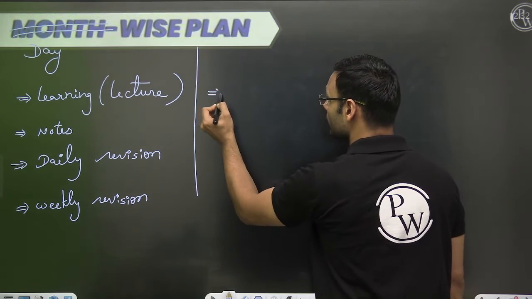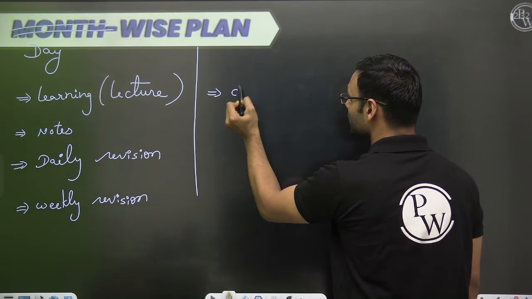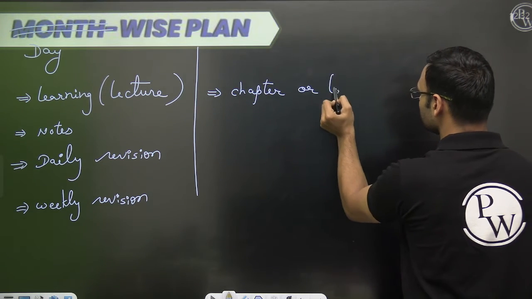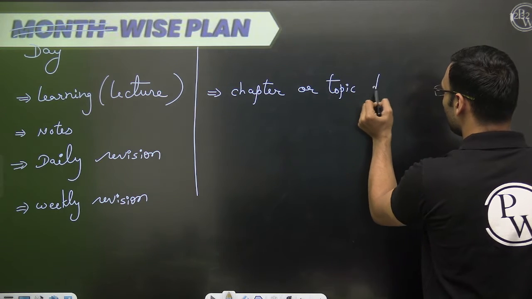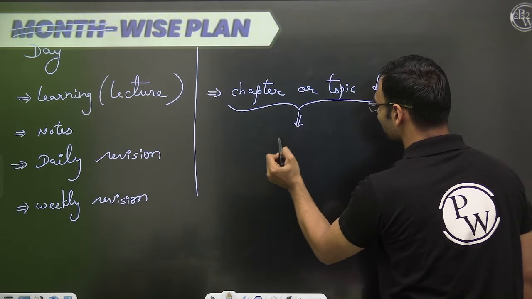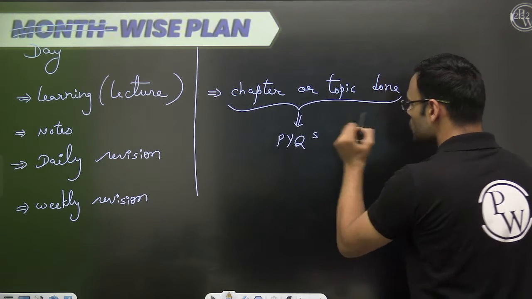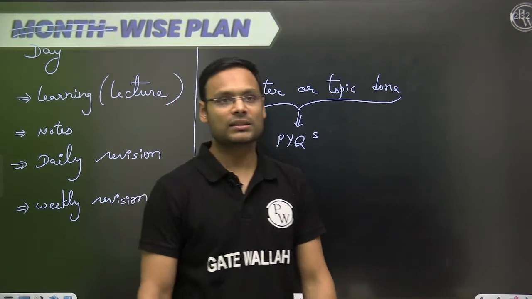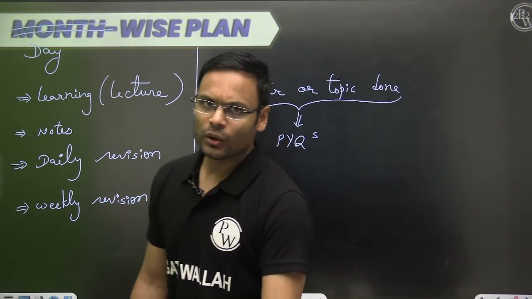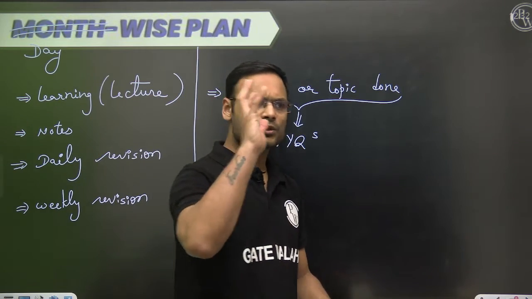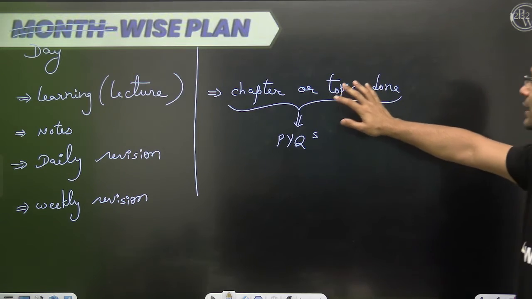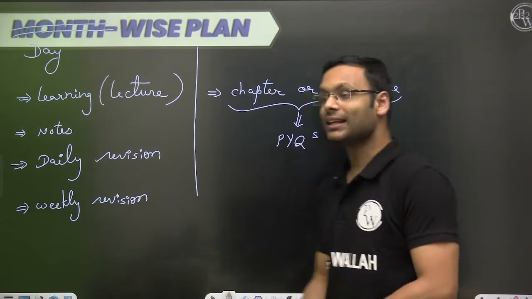Once you are done with your chapter or topic, after that you'll have to go for its previous year GATE questions, PYQ. So let's say you have started with a subject like data structure. You started with a chapter like linked list. Once the linked list chapter is over, you will revise it and you will attempt all its previous year questions which were asked in the GATE exam.